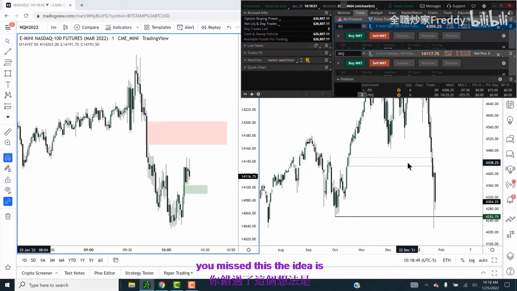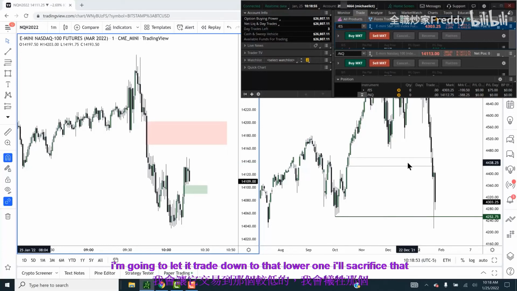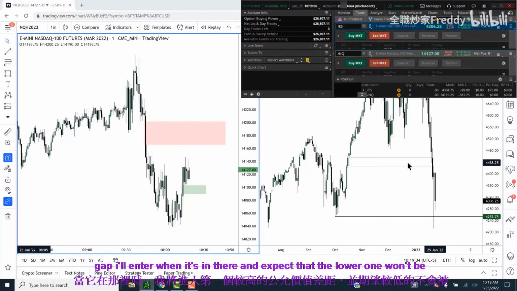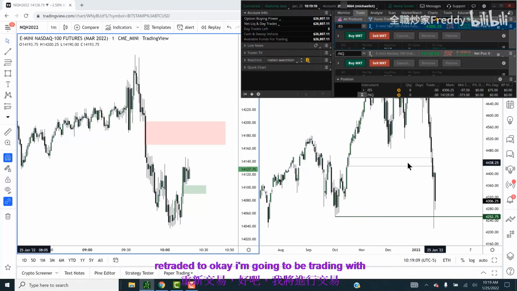So whenever there's two fair value gaps like this, for your notes in case you missed this, the idea is I'm going to let it trade down to that lower one. I'll sacrifice that better entry. And if it trades down there and then comes right back up into that green box, the first higher fair value gap, I'll enter when it's in there and expect that the lower one won't be retraded to. Okay.